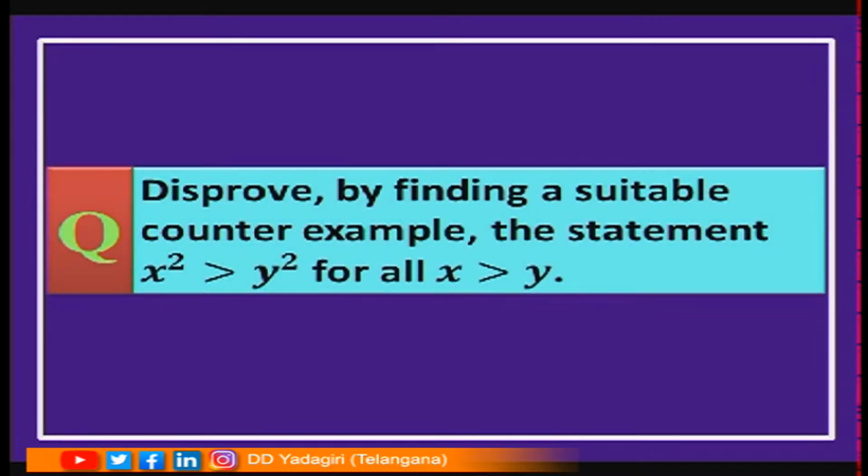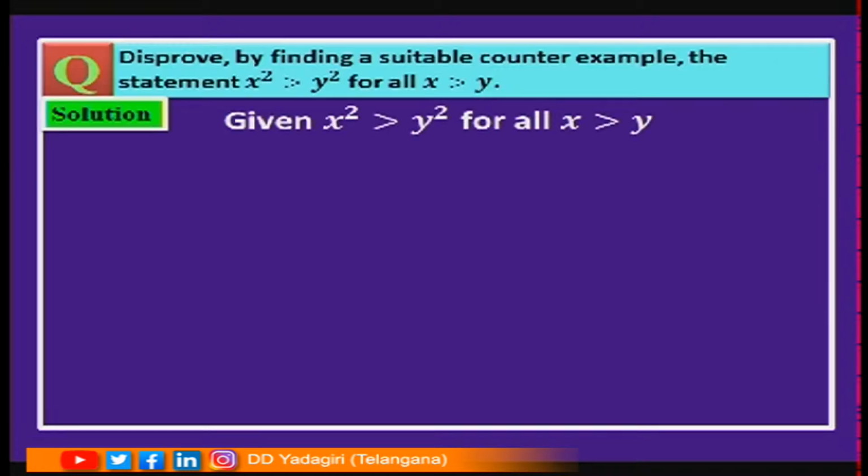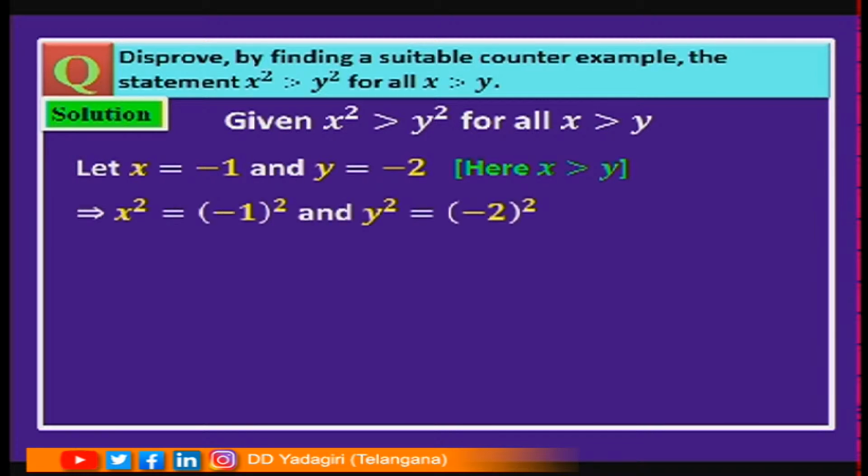So, let us move on to our next problem, children, that is, disprove by finding a suitable counter example for the statement x square greater than y square for all x greater than y. Let us start with the solution. So, we are going to substitute x equal to minus 1 and y equal to minus 2, because here x is greater than y, because minus 1 is always greater than minus 2. Now, let us find the values of x square and y square, children. y square is equal to minus 2 whole square. So, what do you get? Minus 1 whole square is 1, means x square is 1, minus 2 whole square is 4. So, y square is equal to 4.